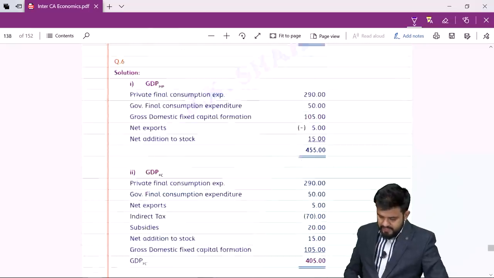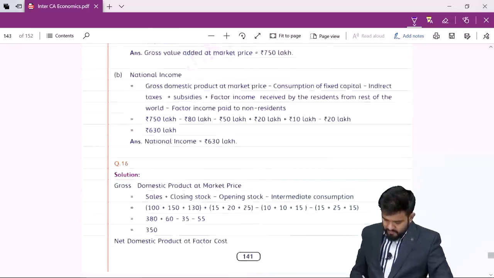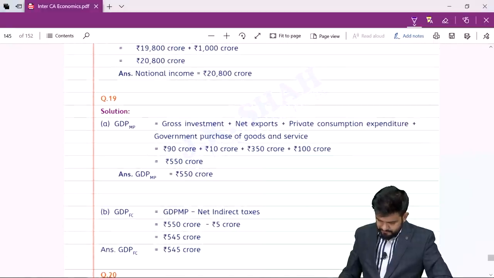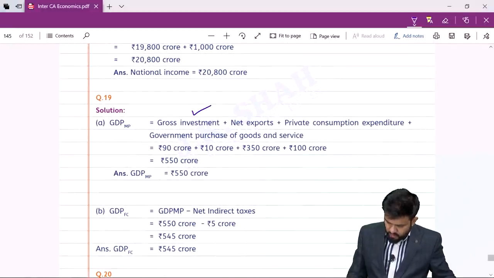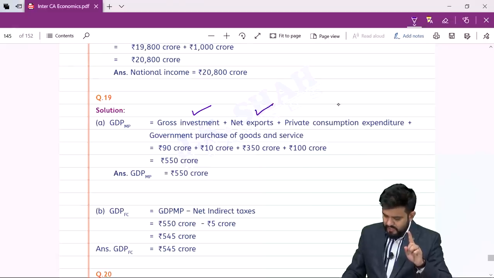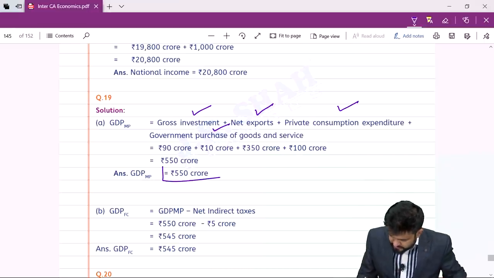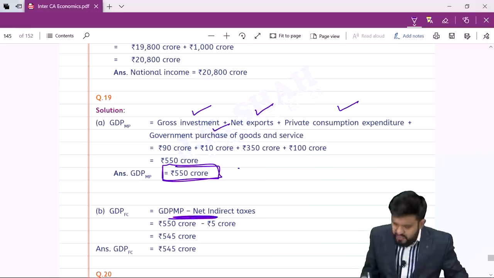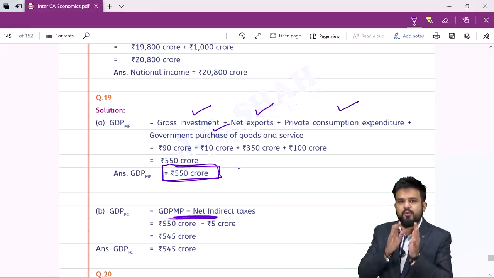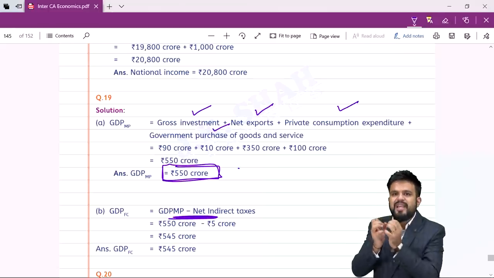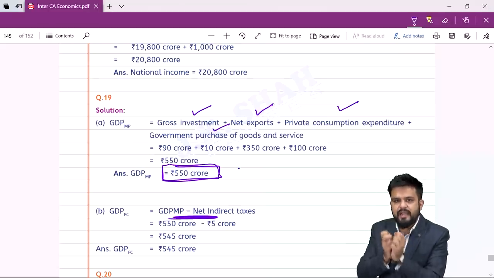Now see the 19th sum, you can have a look. All solutions are given. See, gross investment is added, net exports are added, private consumption is added, government purchase of goods and services added, you get GDP at market price. And from there, just minus net indirect tax, you get GDP at factor cost. So whatever is asked, accordingly you select the items, add or less.